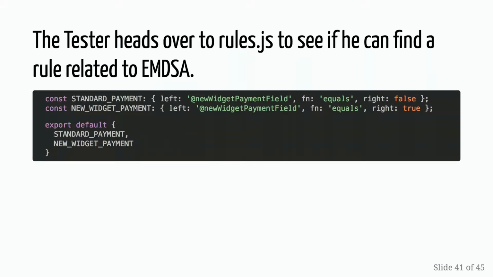So the tester headed over to rules.js to see if he can find a rule related to not eagerly saying that didn't get scrubbed. New widgets. So in our rules file, good thing that's an acronym that I don't even know what it means.